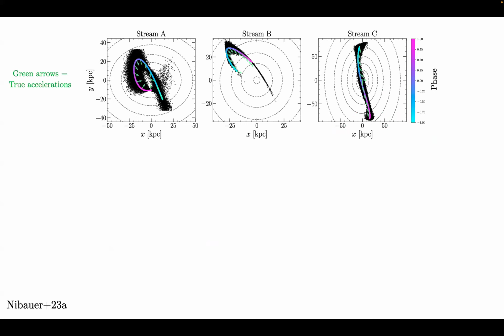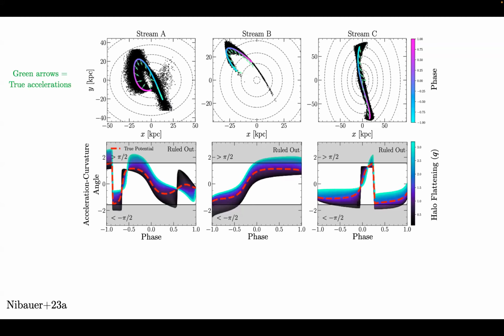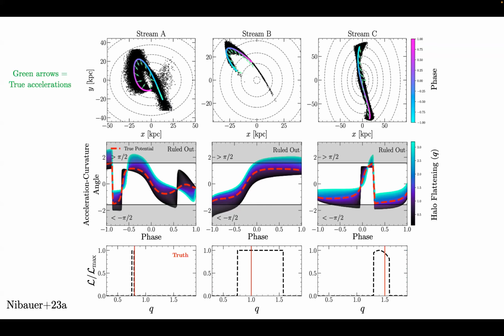But here's a test where we're going to look at 3 streams in an oblate, prolate, and spherical potential in the middle. And a way you can visualize this acceleration curvature thing is for different halo flattening, so that same hue that's showing up. Do we ever sample a model that is completely in this allowed region where curvature and acceleration are within 90 degrees? And if you pass into that forbidden pi over 2 region, you cross out that model. And then we write a likelihood to characterize how successful each model is.